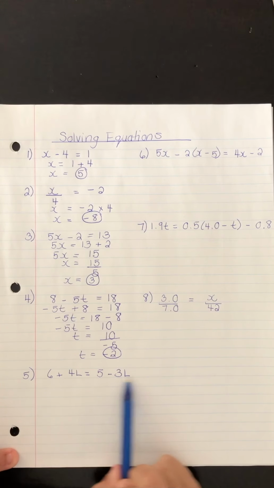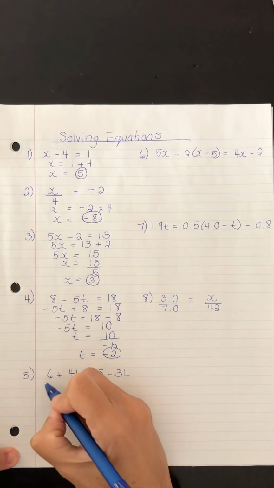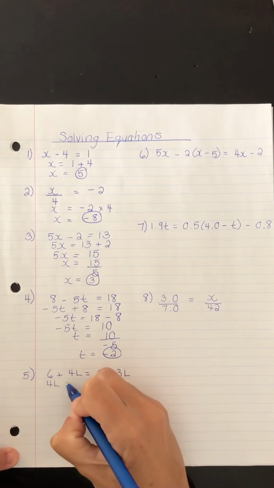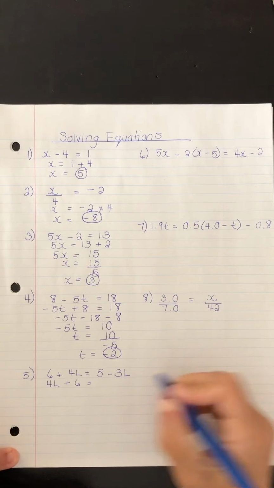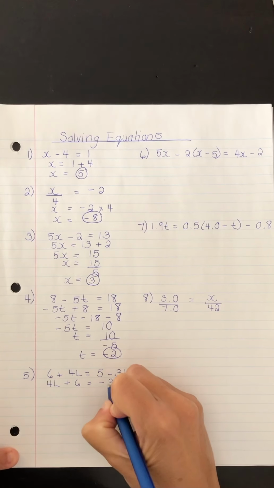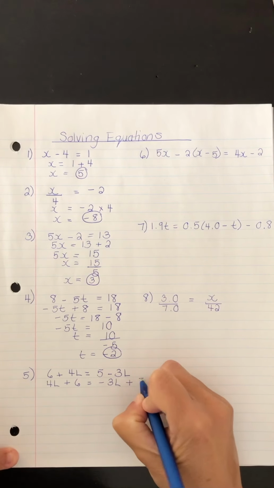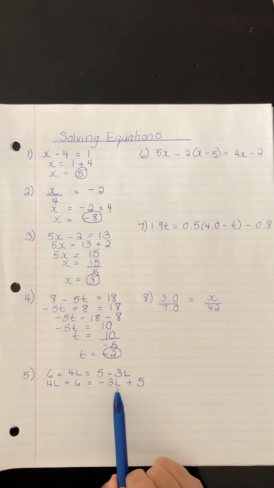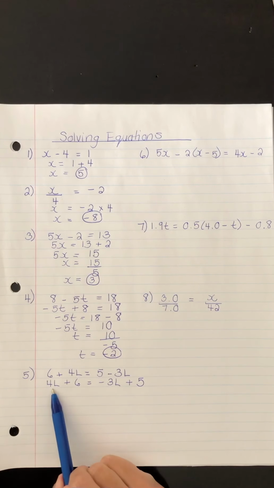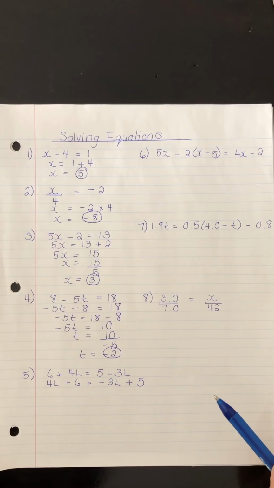Okay, number 5 can be rewritten this way. 4l plus 6 on the left side. The right side is a negative 3l plus 5. Now this question is different because our variable, of course, is in two different terms. So this problem involves collection of like terms.